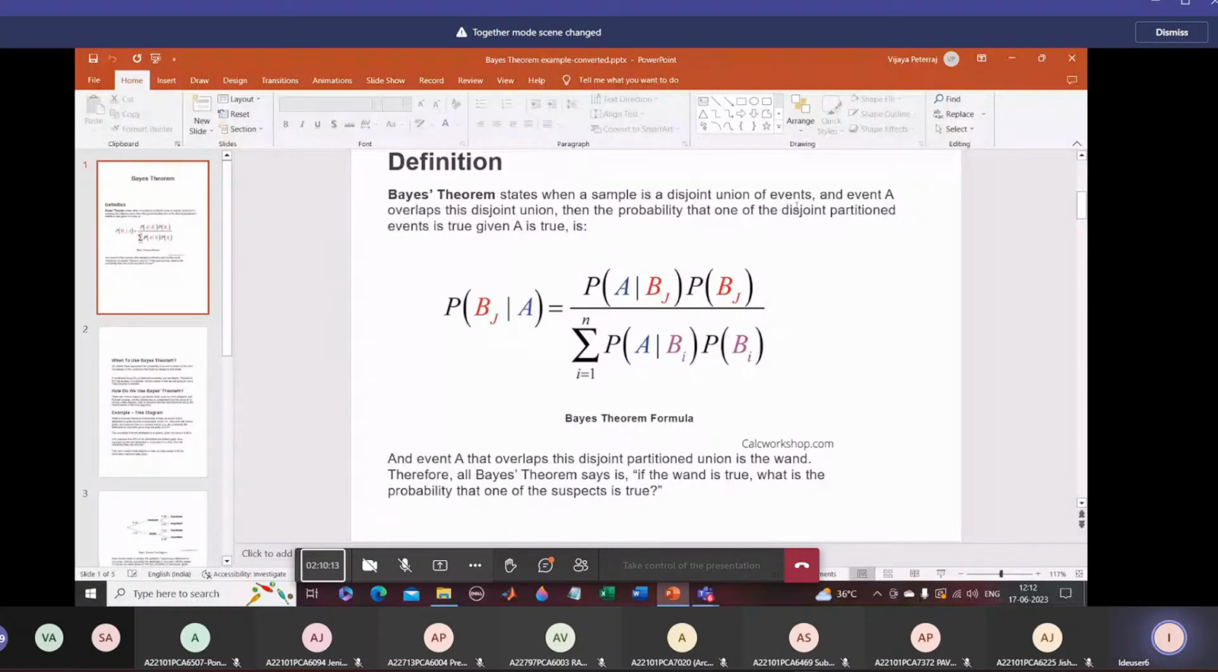So when a sample is a disjoint union of events, you should know what an event is, what a union is, okay, and all that. And event A overlaps this disjoint union, then the probability that one of the disjoint partition events is true, given A is true. So this is the Bayes theorem. I'm not a mathematician, so only the theorem I could give you, but I can give you an example for this. Okay.